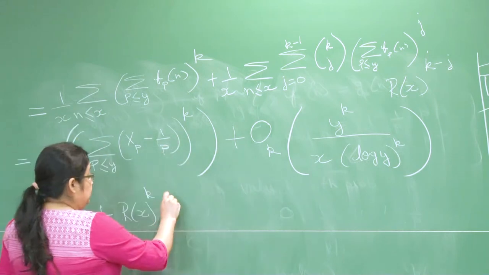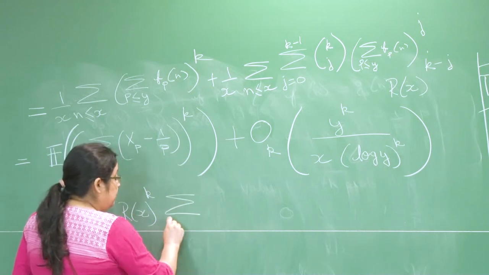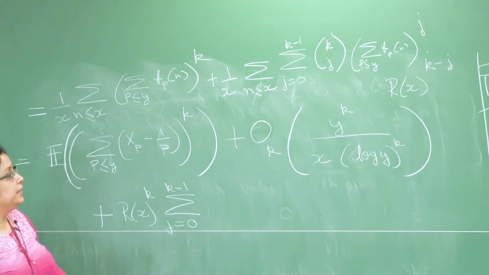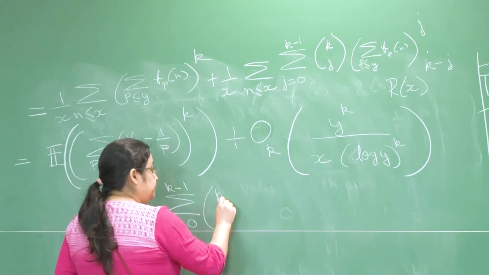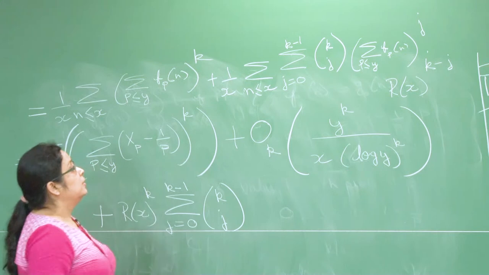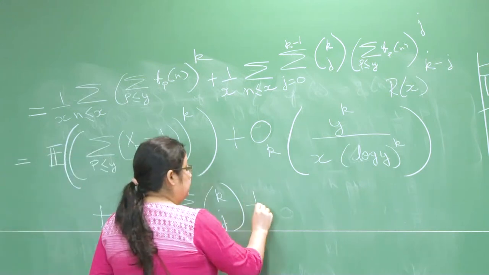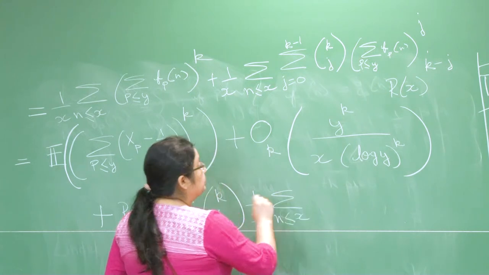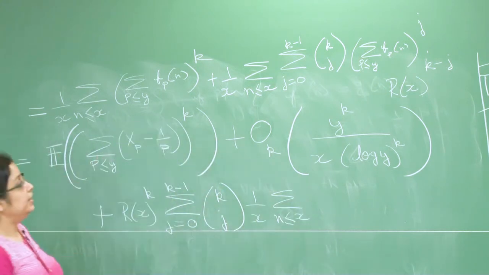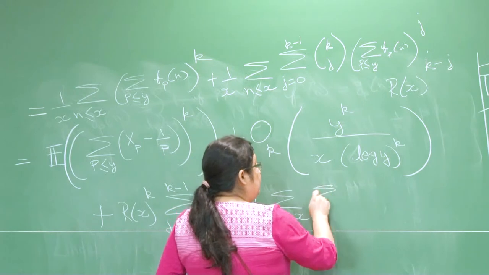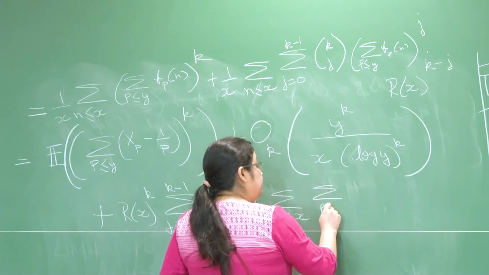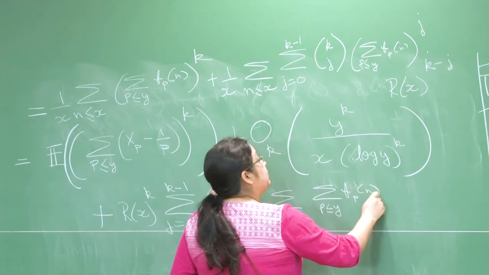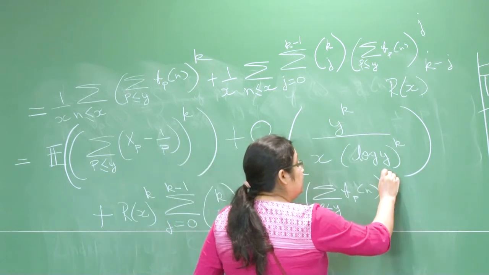Now we write j going from 0 to k minus 1, k choose j. Then you write 1 over x into summation. I am doing an interchange of sums here, and you have summation p up to y f sub p of n raised to the j.